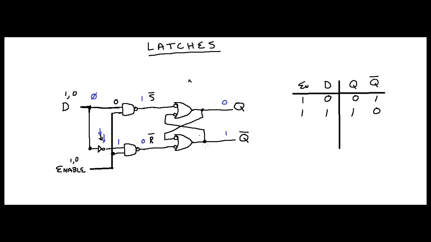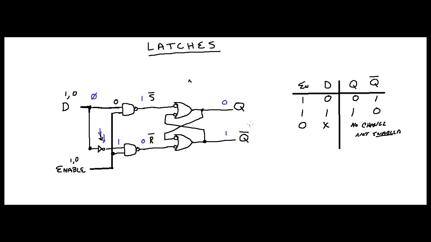Now, what happens if your enable is 0? Does it matter what D is? It could be a 0, it could be a 1. Remember, the X stands for I don't care. It could be either 0 or 1. It doesn't really matter. So what's going to come out here, as we talked about earlier, is no change from what it was previously. And sometimes this is, again, not enabled.